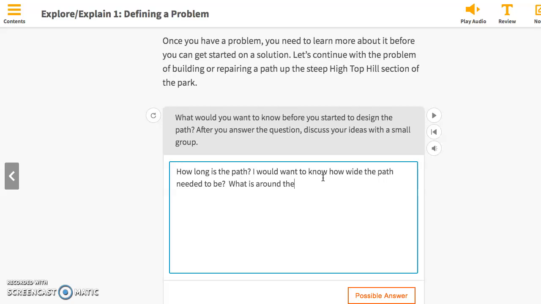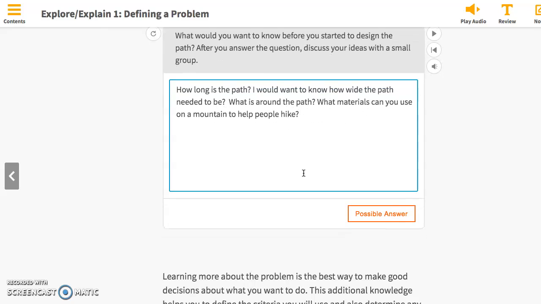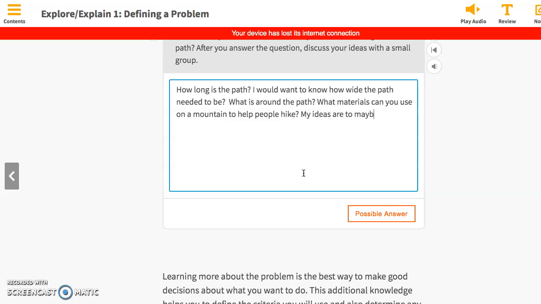What is around the path? Right? Is something going to get in my way? Are there going to be rocks? What materials can you use on a mountain to help people hike? Like, what materials am I going to use? Am I going to just firm up the dirt? Am I going to use cement? Am I going to try to use wooden planks? What can I use? Okay, discuss your ideas in small groups, and my ideas are to maybe use wood or something else to help.